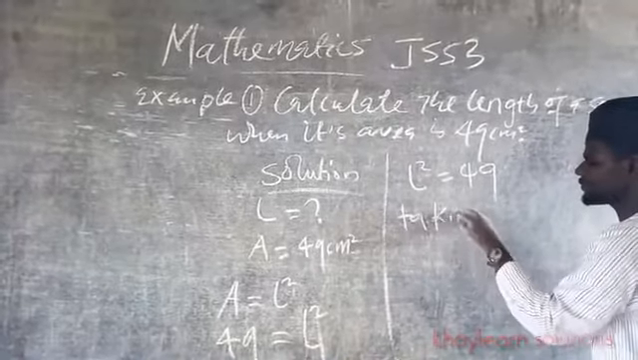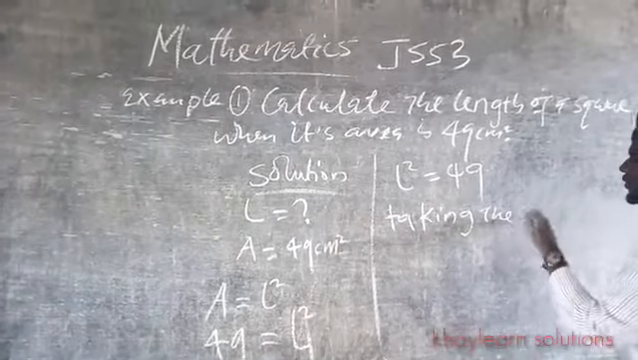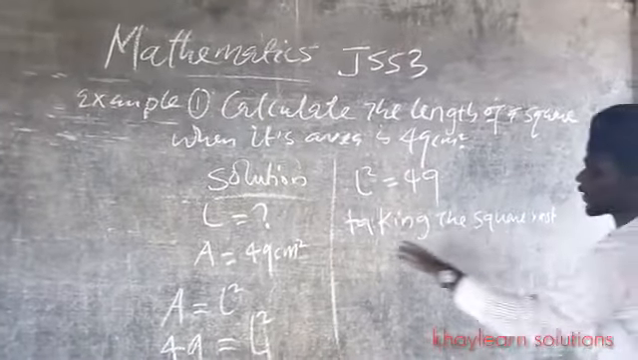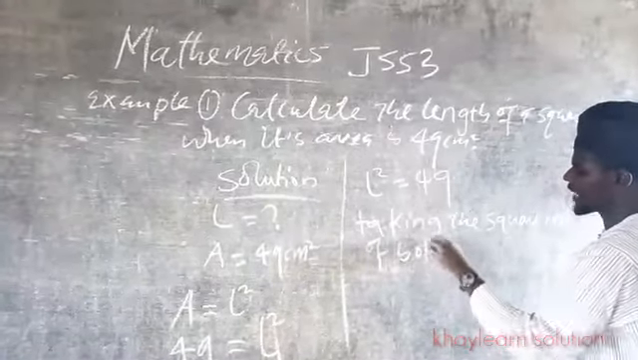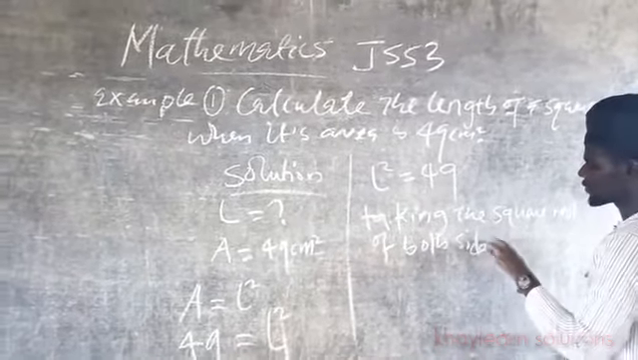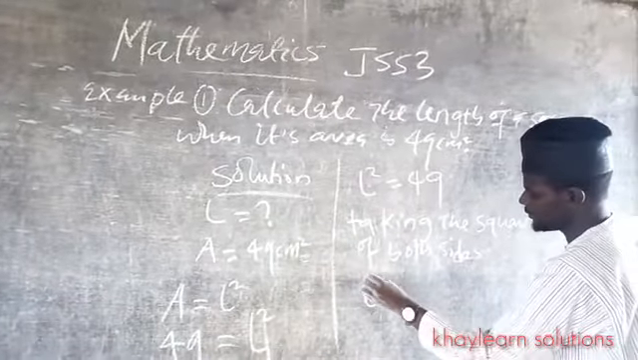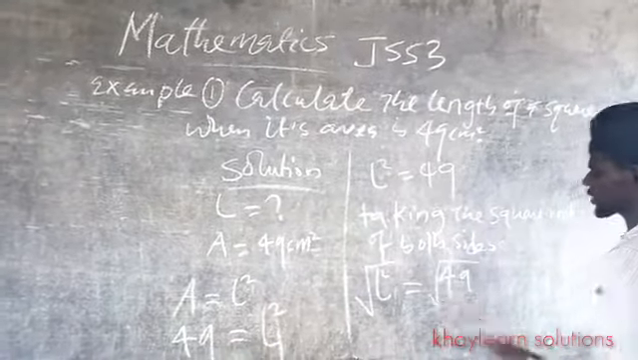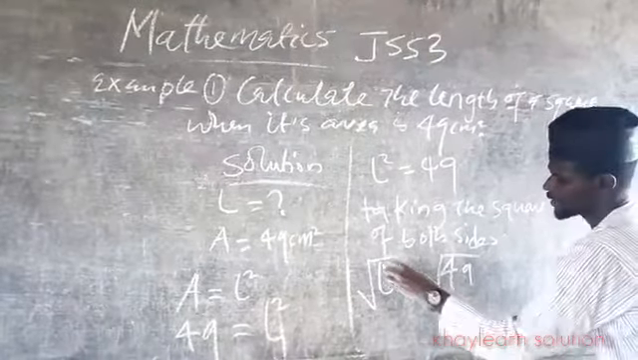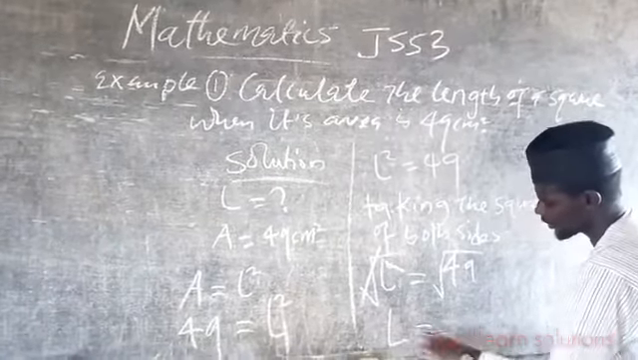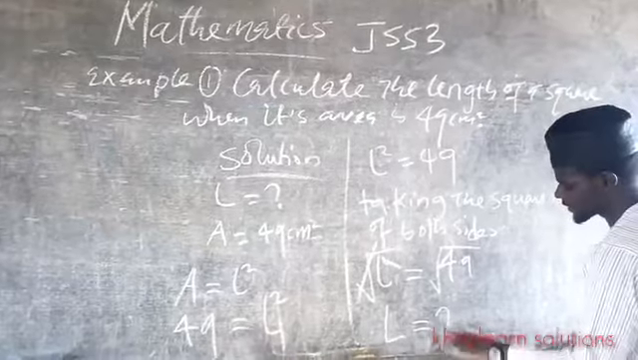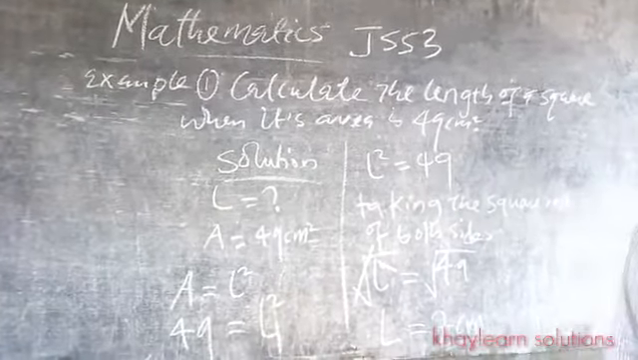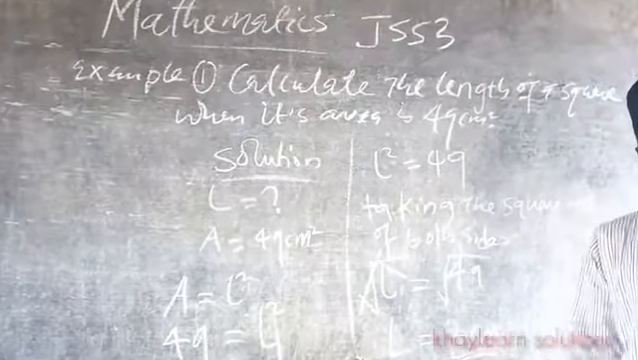Taking the square root of both sides, what we have is L square, take square root, equals 49, take square root. Therefore, the square root cancels the square, and you are left with L equals square root of 49, which is 7 centimeters. Therefore, the length of the square is just 7 centimeters.